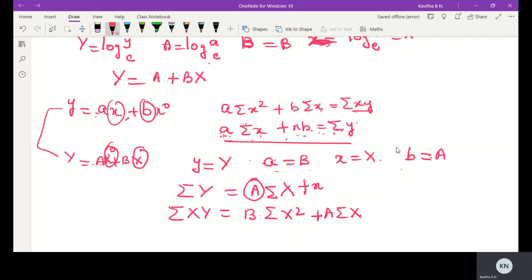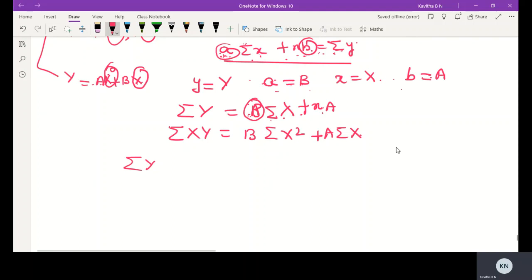Here also, in place of a, we have to write b into summation of x, plus n. In place of small b, we have to write capital A. Means the equation is summation of capital Y is equal to b into summation of x plus NA. Summation of capital XY is equal to b into summation of x square plus a into summation of x.